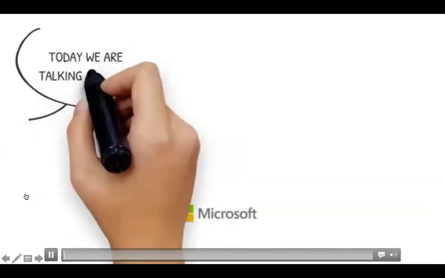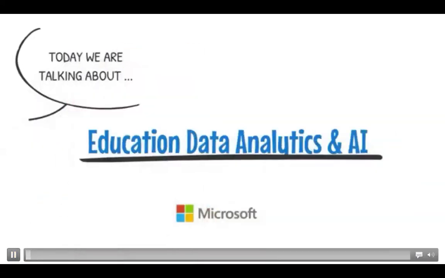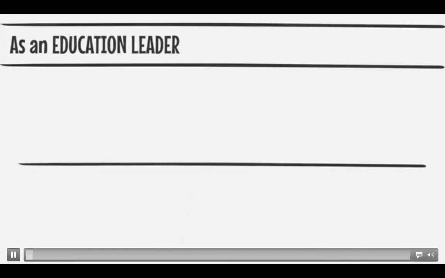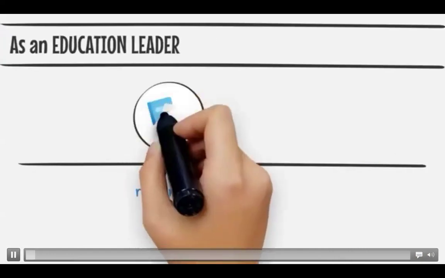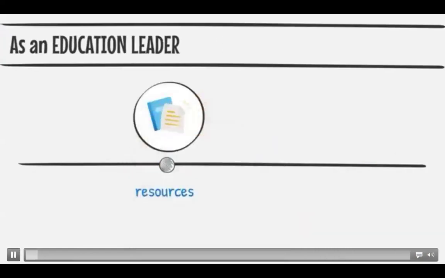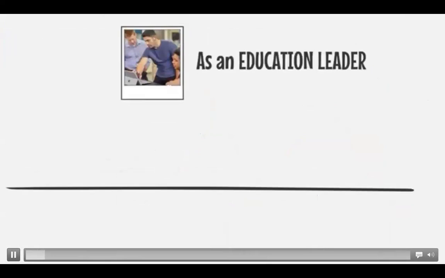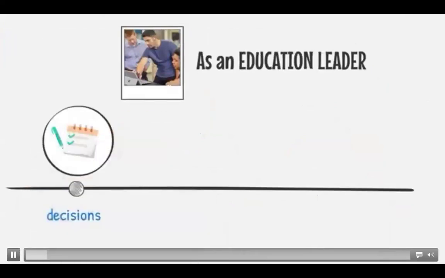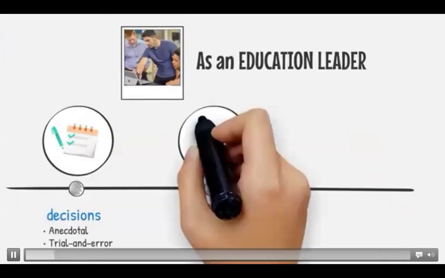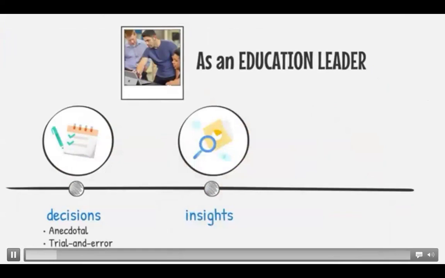Today, we're talking about education data analytics and AI. As an education leader, you are faced with making the best use of available resources to best prepare your students to succeed throughout their learning career. And as an education leader, many important decisions that you make may be based on anecdotal information and trial and error. Getting actionable insights from system data can be difficult.